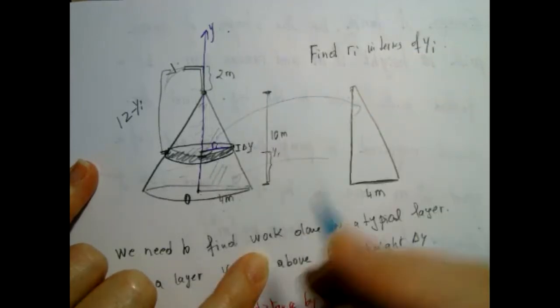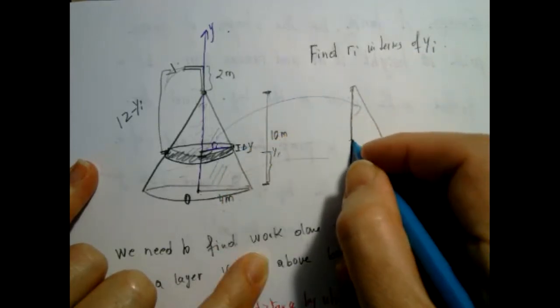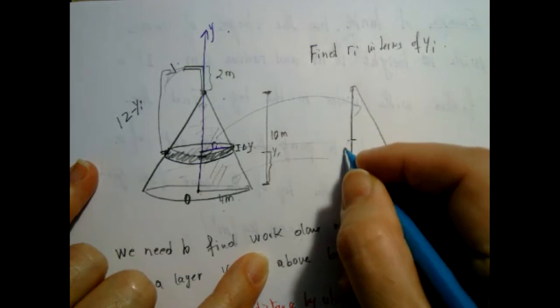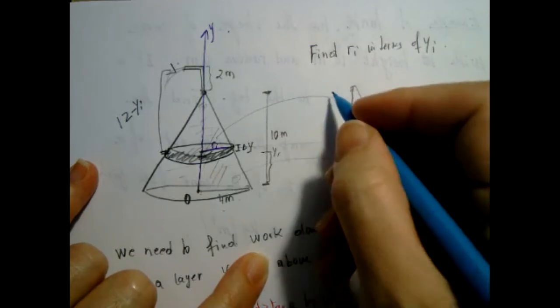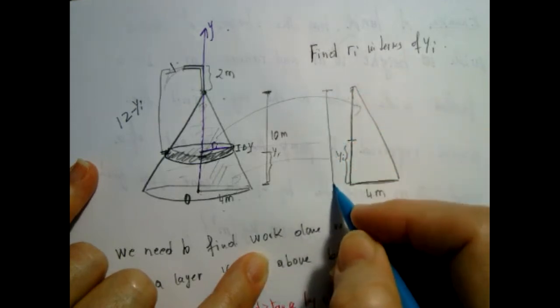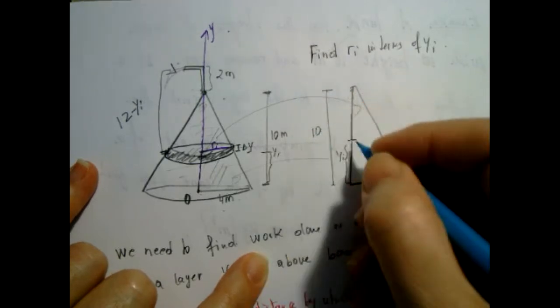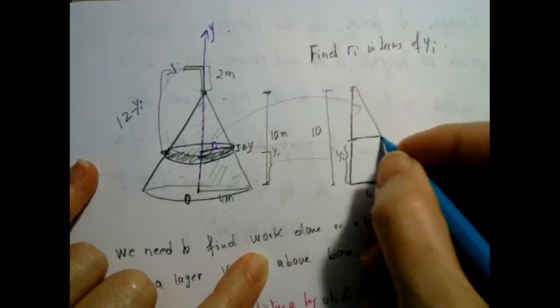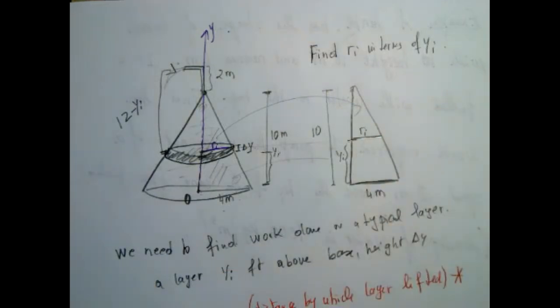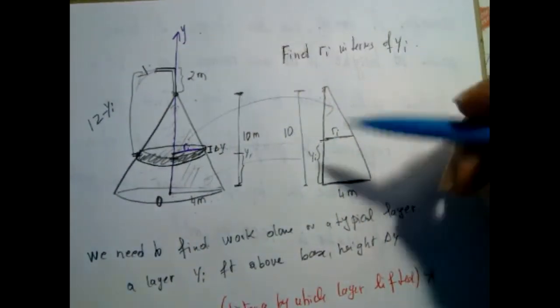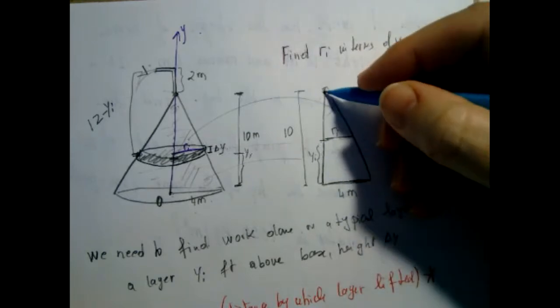So this is my 4, because that's the radius at the base. And this is my 10 up here. So this is the rectangle I'm trying to draw here. And this is my yi, from here to here. And from here to here, I have a 10. And this is my radius here. Now I need to express the radius in terms of yi.